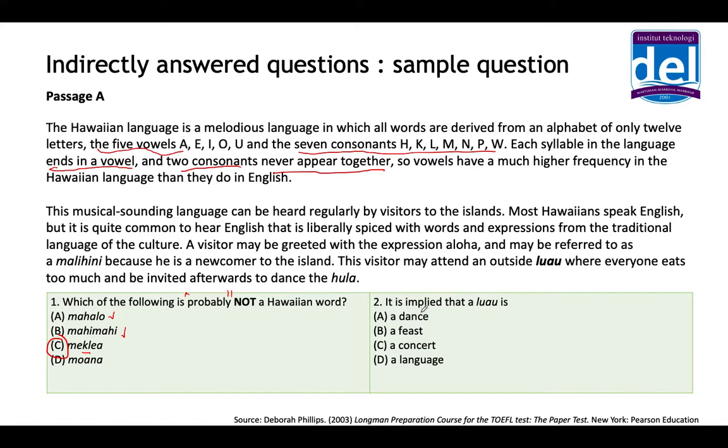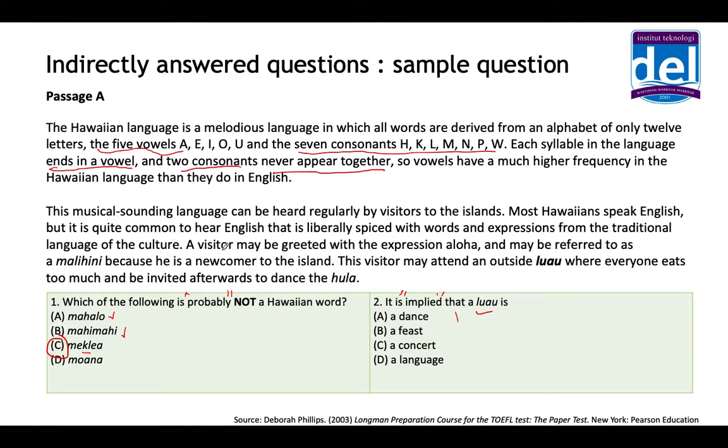And now let's look at question number 2. It says here, it is implied that a luau is. Again, if we look at this question closely, it has implied, so this is the characteristic of an indirectly answered question. It means later we will have to make some inferences. And the word is luau, so here we can make luau a keyword.